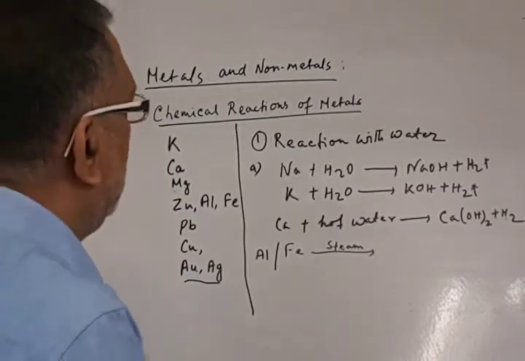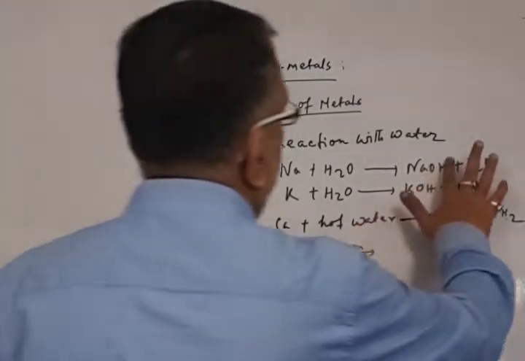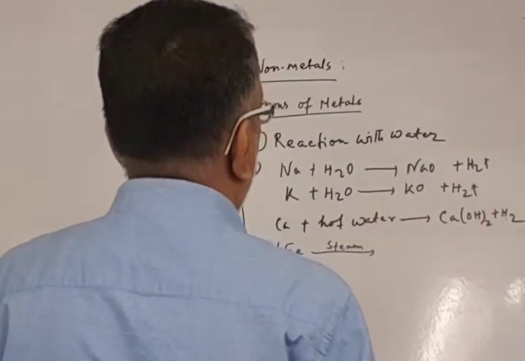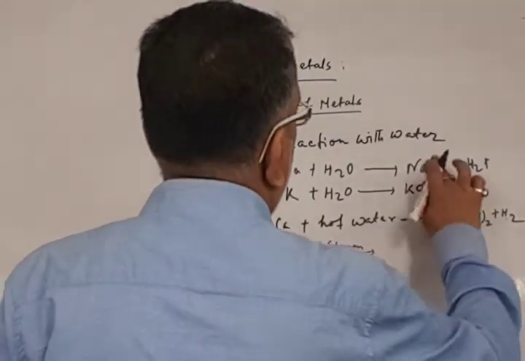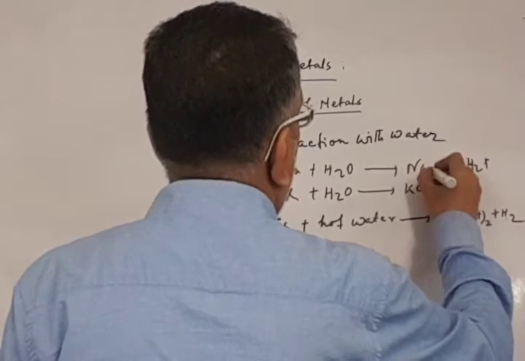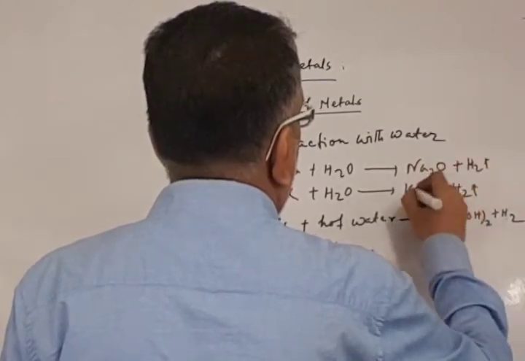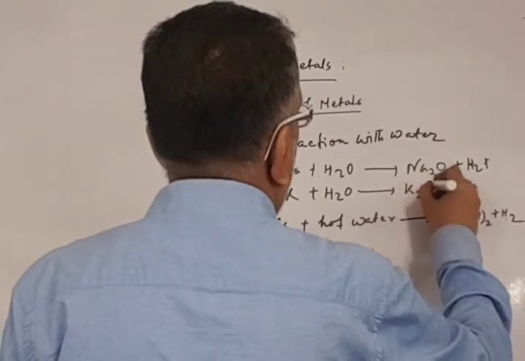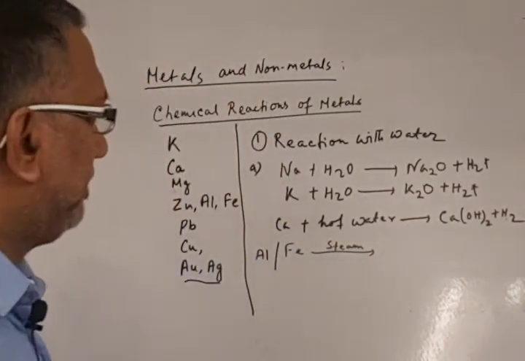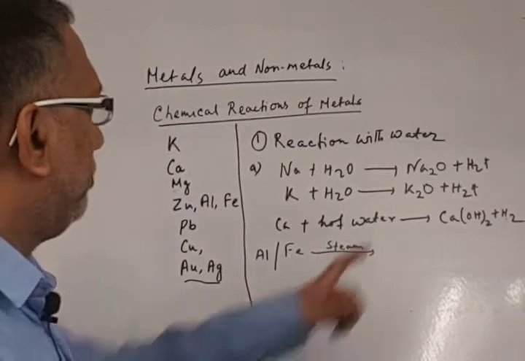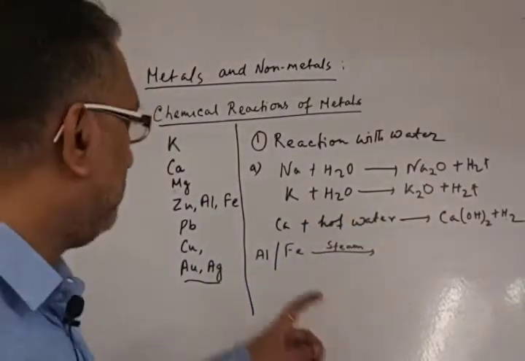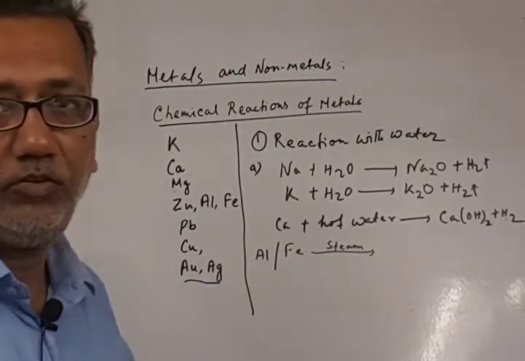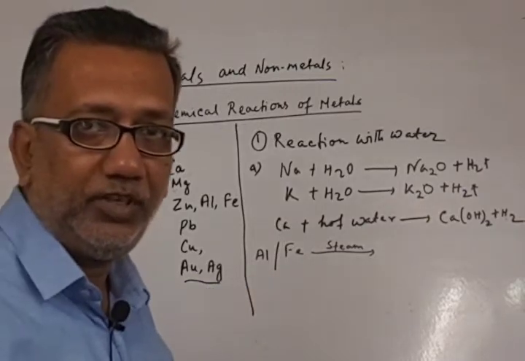Oh, I am very sorry, this is sodium oxide, this is potassium oxide, not hydroxide. This is also oxide. So oxides are formed along with hydrogen gas. Here also we get oxides of aluminium and oxides of iron and hydrogen gas.